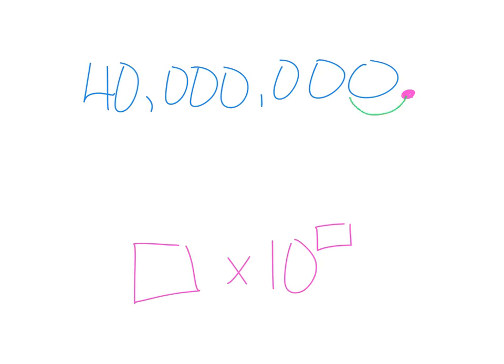So let's count. 1, 2, 3, 4, 5, 6, 7. So our exponent is 7 because we need to move our decimal point 7 times to the left in order to have only one digit in front of our decimal point.